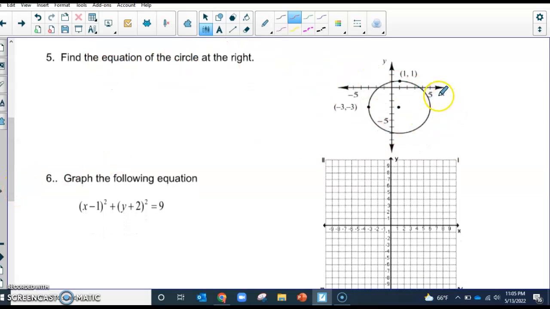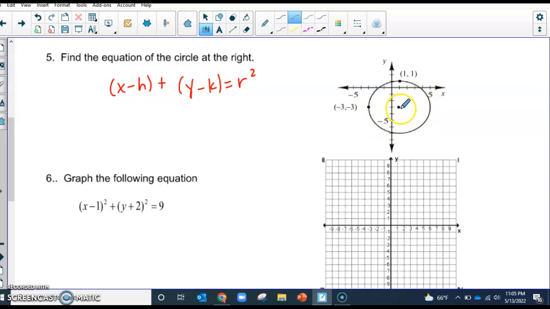For 5, we're asked to find the equation of the circle at the right. So we remember my equation of the circle. I've got, oops, I don't need y equals here. For my equation of the circle, I have x minus h plus y minus k equals my r squared.